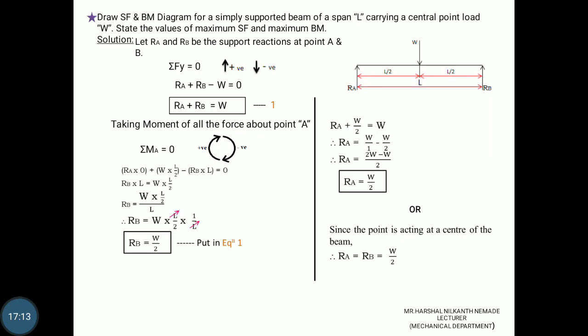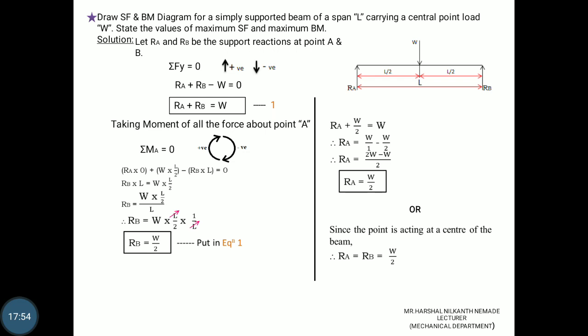So now the next sum. Draw SF and BM diagram for a simply supported beam of span L carrying a central point load W. State the value of the maximum SF and maximum BM. Okay, they have given only variables. At the center W is acting, and the span carries length L. I have supported with RA and RB. Wherever W is acting, it will act in the middle of L, so L divided by 2 and L divided by 2 on the distance.